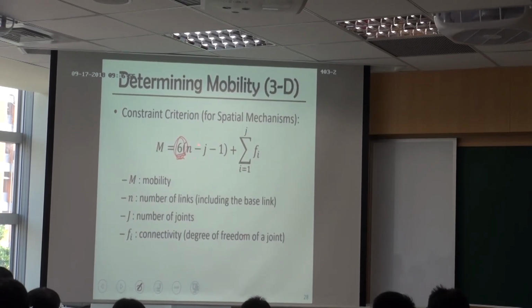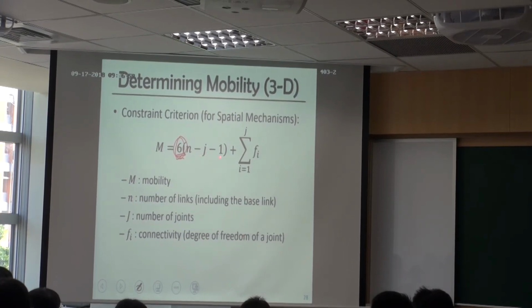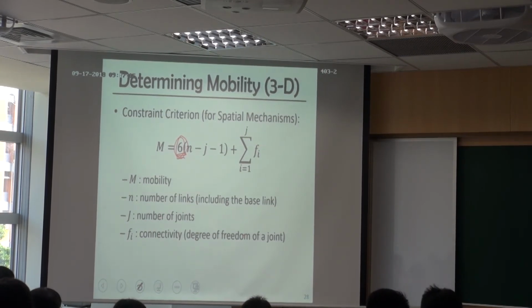It's also the number of links and the number of joints, and minus 1, which is the ground link. And we also need to add the connectivity back, depending on how many degrees of freedom a joint contains. Okay, any question about this equation?